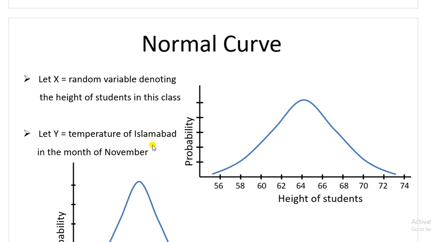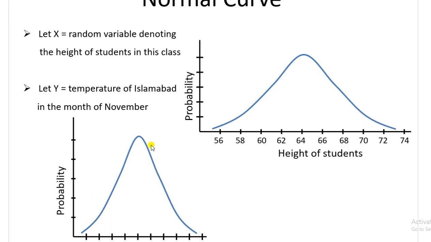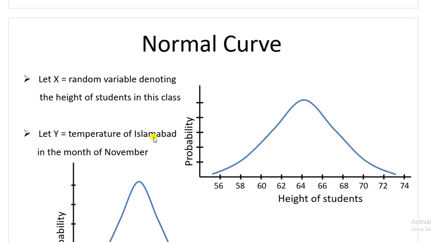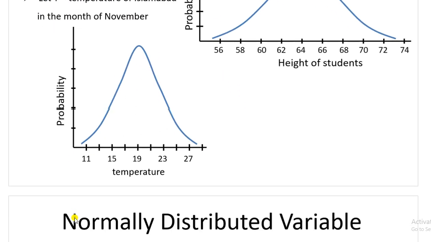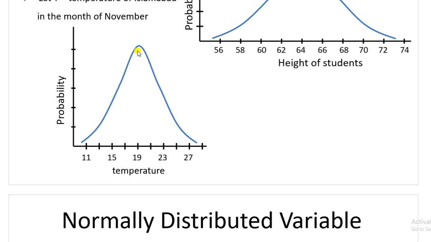Anyway, today I am discussing the normal curve. What is a normal curve? Any curve like this is called a normal curve, right? For example, if x is the random variable that gives the height of students, this will be a normal distribution if its graph looks like this. Similarly, the temperature of some city in the month of November also looks like this. So these types of curves are called normal curves.